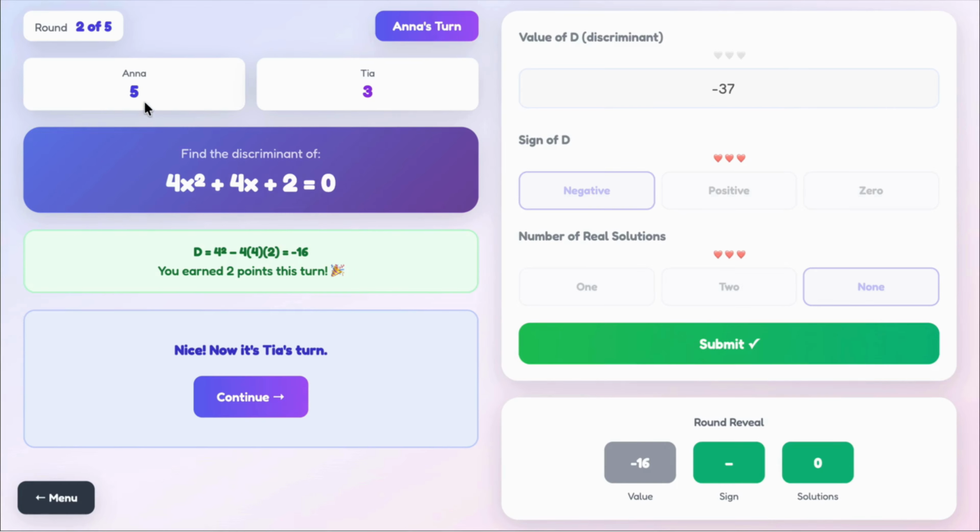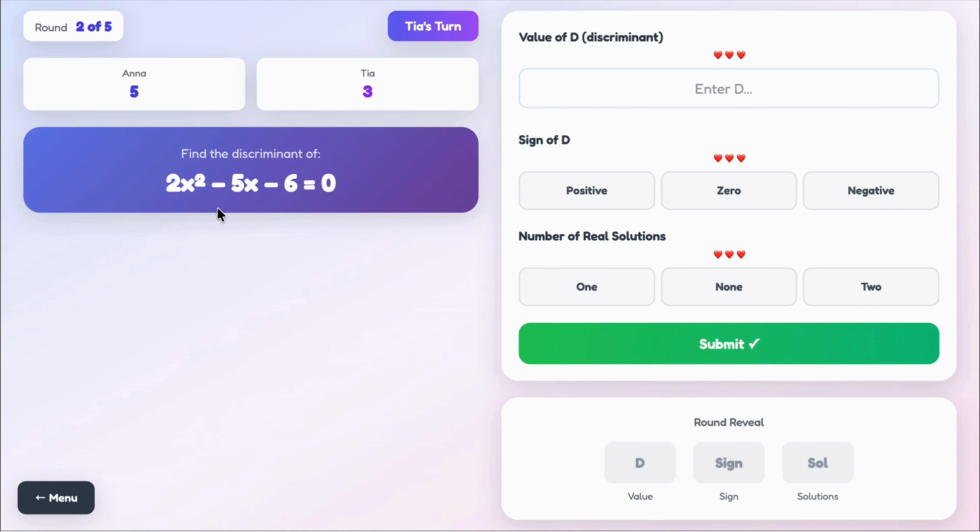Okay, so you can see I still get points. It's not like it's all for nothing. It's not like if you get it all wrong, you lose all the points. So go on to the next. It's Tia's turn. So negative 5 all squared is 25.